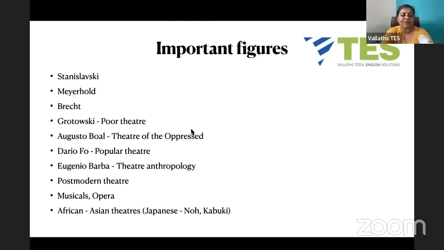Bertolt Brecht is, of course, a very important modernist theater practitioner. Modernist he is, and also influenced by Marxism. What are the important plays by Bertolt Brecht? All of you know, I'm sure. The Caucasian Chalk Circle, Mother Courage and Her Children, The Life of Galileo, The Threepenny Opera. These are all important plays by Brecht. The Good Person of Szechwan.